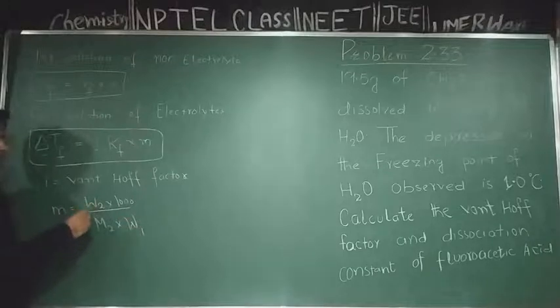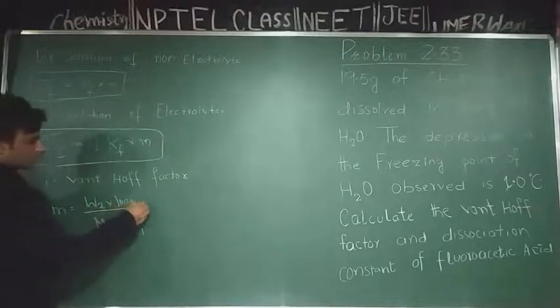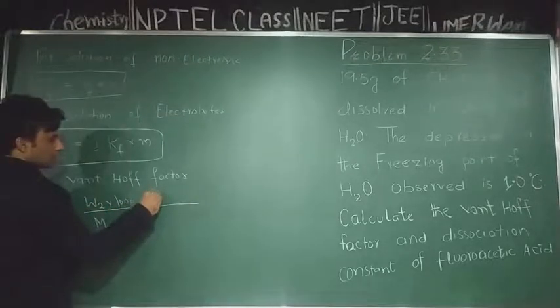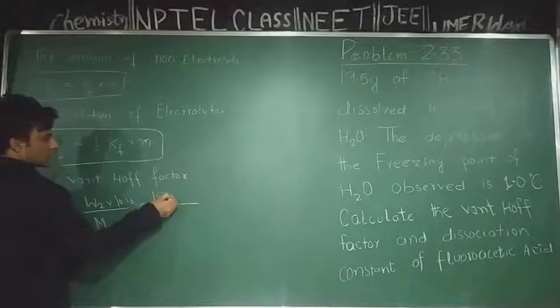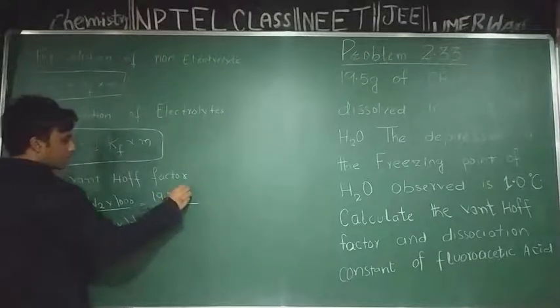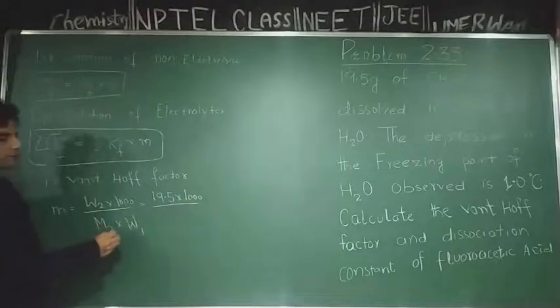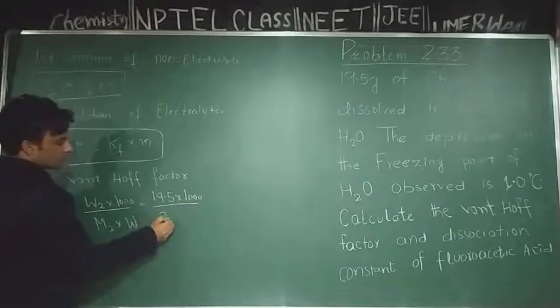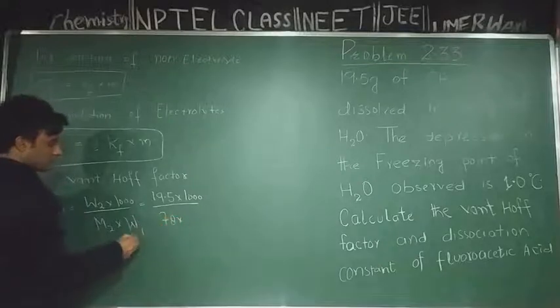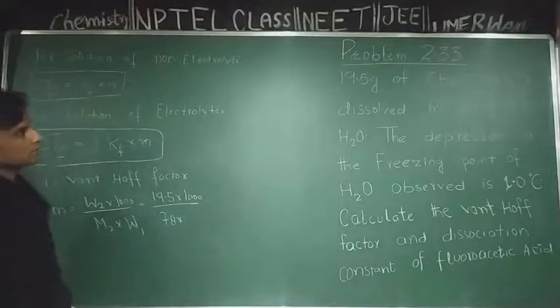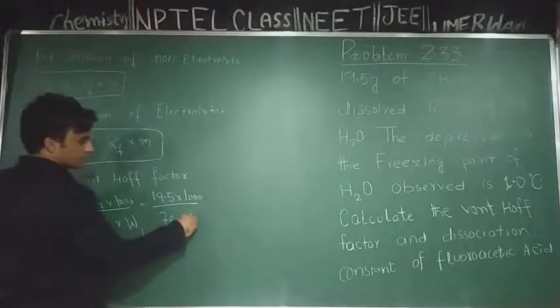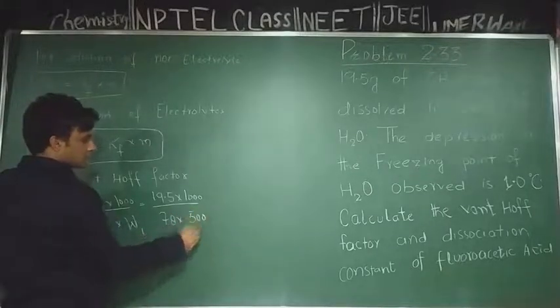W2 is weight of solute. Solute is fluoroacetic acid, and its weight is given 19.5. 19.5 multiplied by 1000 divided by molar mass of solute. Molar mass of fluoroacetic acid is 78. Weight of solvent given is that 19.5 gram of fluoroacetic acid are dissolved in 500 gram of solvent. So weight of solvent is 500.